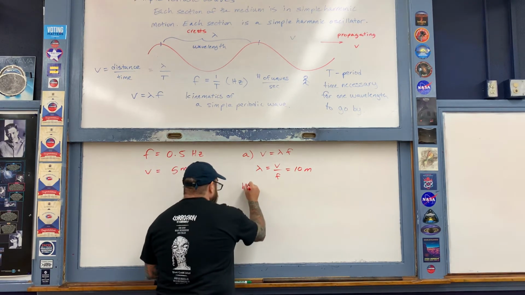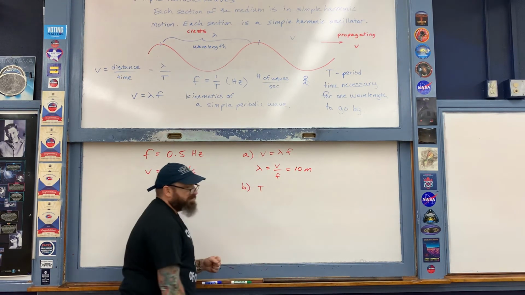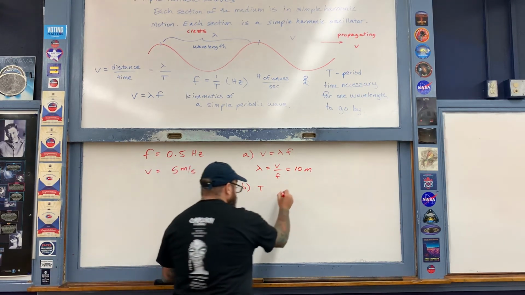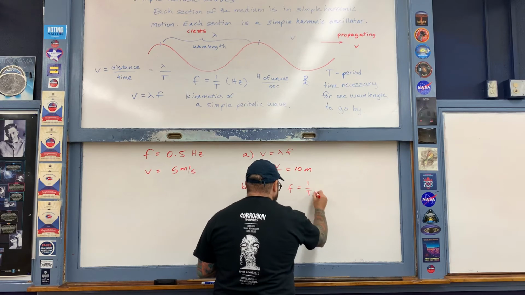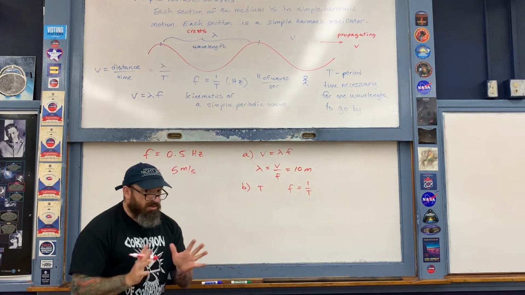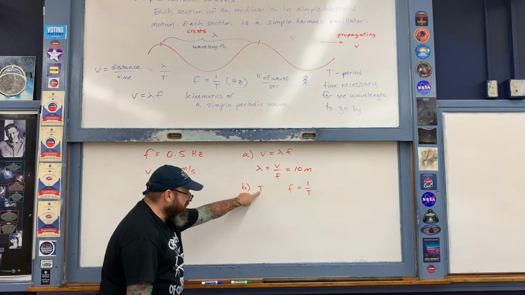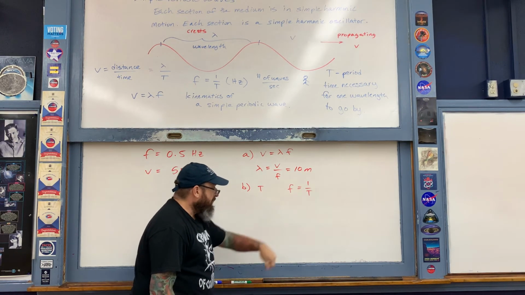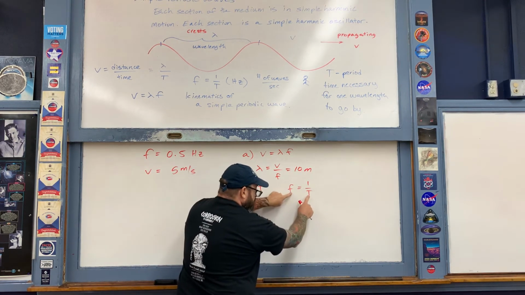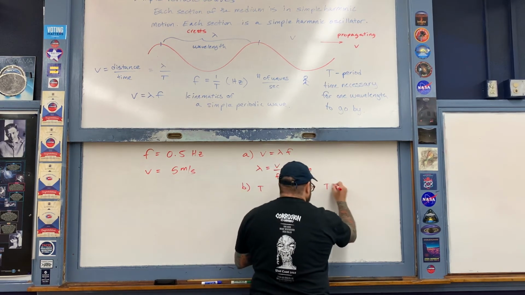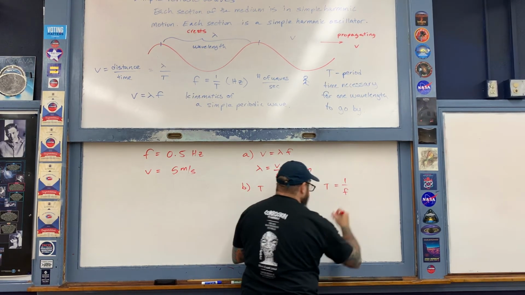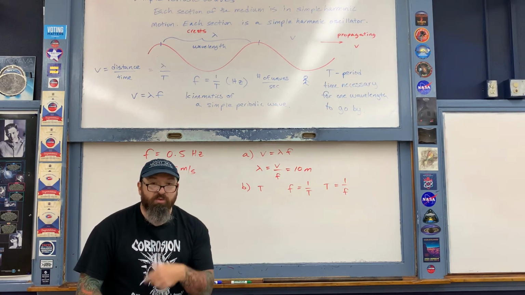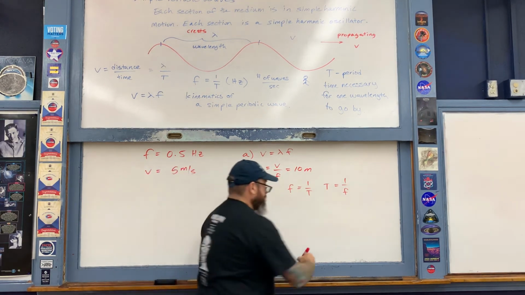Okay, next in part B, we're going to calculate the period capital T. We can do so by remembering that the frequency is equal to the inverse of the period, like so. Once again, don't get confused. This capital T here is not tension. This capital T is period. So then therefore, let's go ahead and cross multiply and solve for the period. The period is equal to the reciprocal or the inverse of the frequency. So it's 1 divided by 1/2, which is equal to 2 seconds.